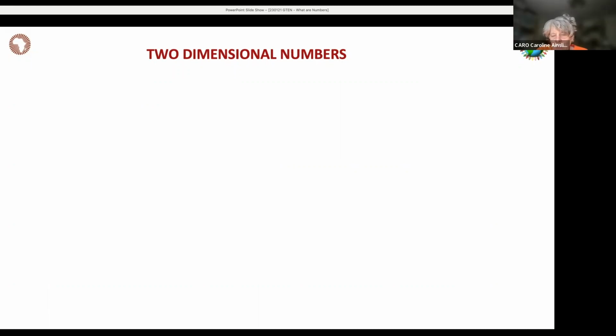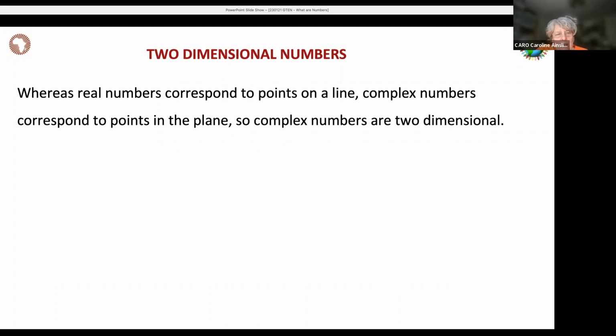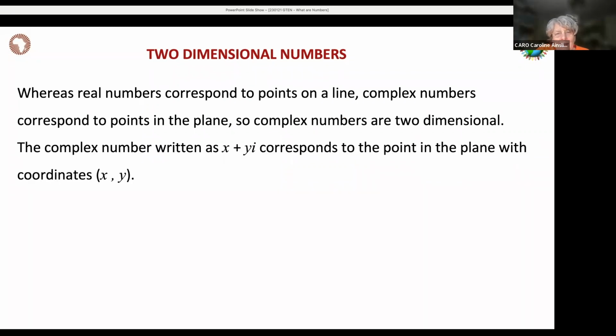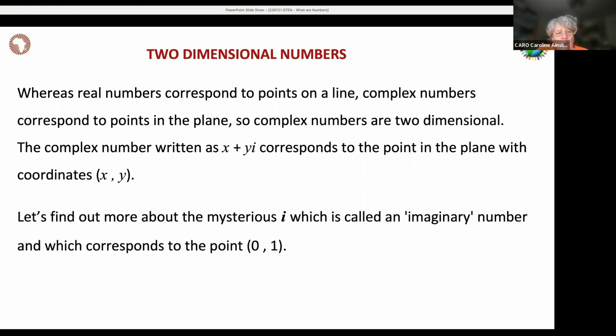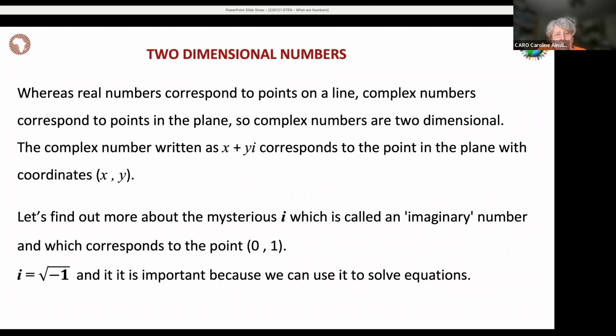We've talked about real numbers, which correspond to points on a line. Complex numbers correspond to points on a plane. They are two-dimensional. A complex number is written as x plus yi, which corresponds to the point on a plane with coordinates x and y. So let's find out more about the mysterious i, which we call an imaginary number, and which corresponds to the point 0, 1. i is the square root of minus 1, and it's important because we can use it to solve equations.